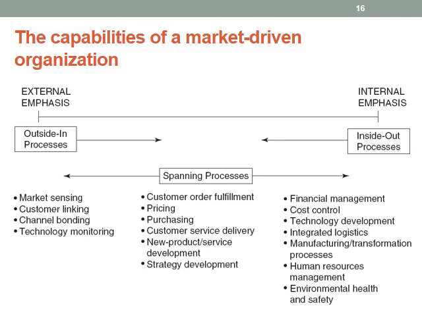Go to the other side, right hand corner, internal emphasis, inside out process. So here all these activities are inside activities: financial management, cost control, technology development within the organization, integrated logistics. You try to integrate your logistics in the organization, manufacturing or your transformation process, HRM, environmental and health safety aspect of your organization. So all these things are inside out, where you try to build up your capabilities within the organization. So these are the two sides. From one side you get the external knowledge into the organization, and the other one you try to develop your capabilities within the organization in order to capture the opportunities which are available in the outside world. We call inside out or internal emphasis.